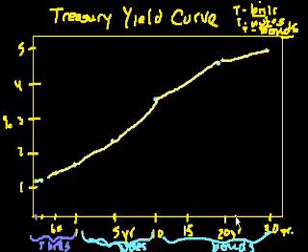Because, as I said, when you lend money for a longer period of time, you're kind of taking on more risk. There's a lot more that could happen. You might need that cash. There might be inflation. The dollar might devalue. There's a lot of things that could happen. So the next question is, well, what determines this yield curve?